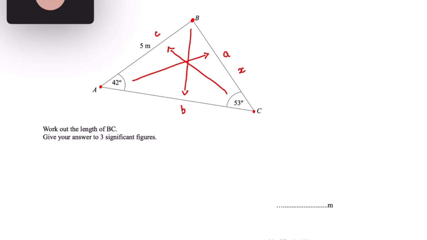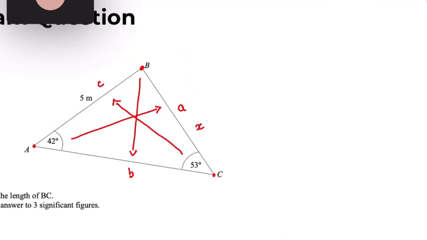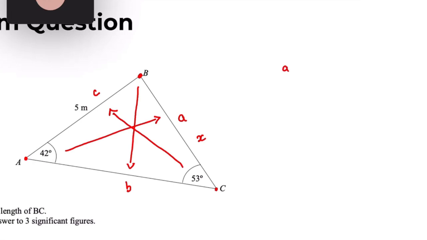Let's write down our formula. Our formula is a over sine A equals b over sine B equals c over sine C.